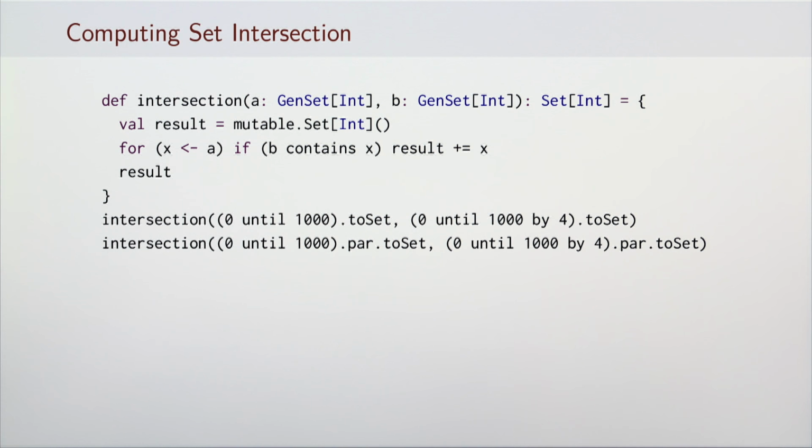Finally, the program calls the intersection method again using two identical parallel sets. The reason why this works is because both a sequential set collection and a parallel set collection are a subtype of the generic set collection. This means that we can use them as arguments to the intersection method. So here's a quiz for you. Is this program correct?